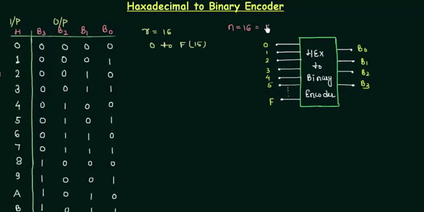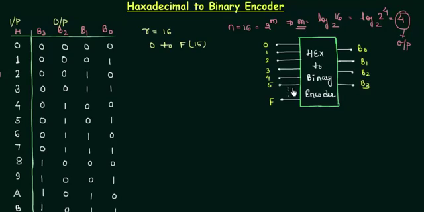and I will put it equal to 2 to the power m. So m is equal to log base 2 of 16. It can be written as log base 2 of 2 to the power 4, which is equal to 4. So there are 4 outputs, because m is your output, and the 4 outputs are the bits from B0 to B3, and we require 4 bits to represent a single hexadecimal number.